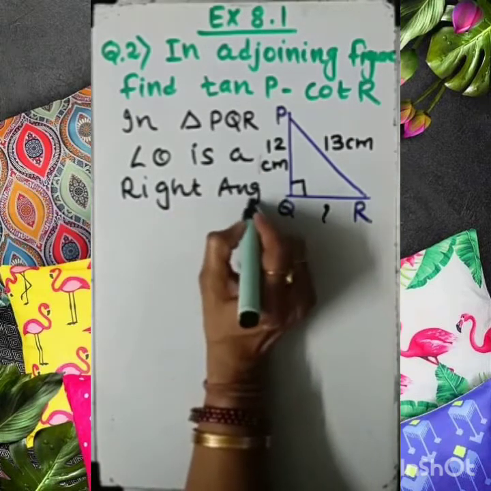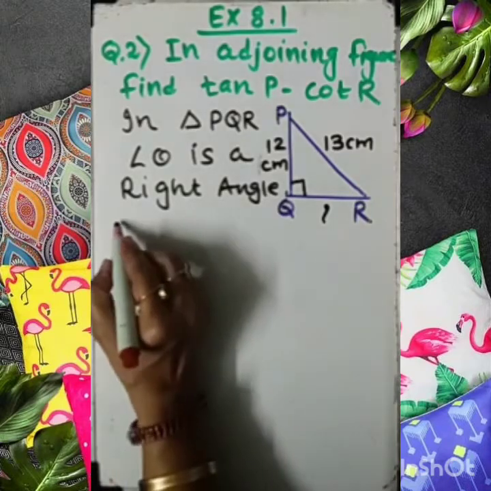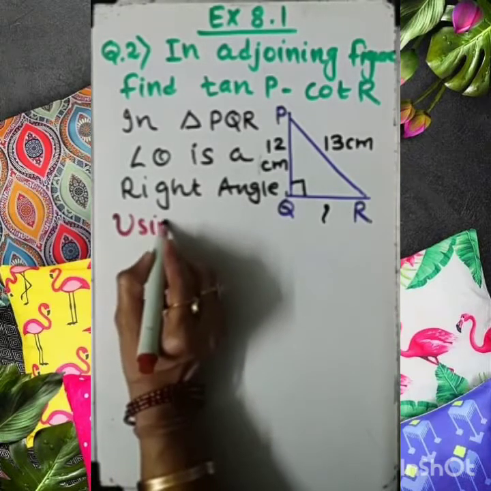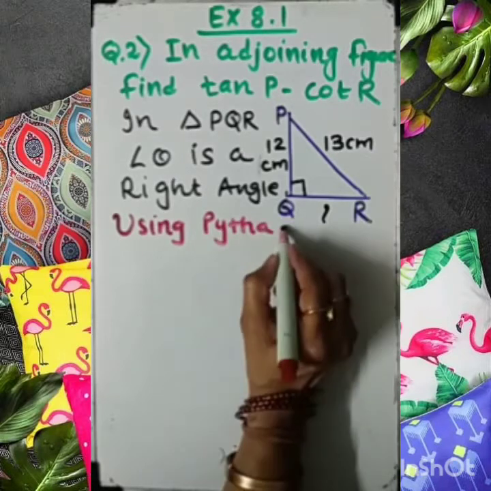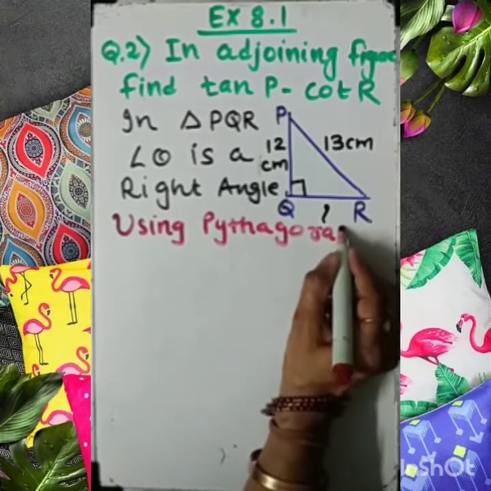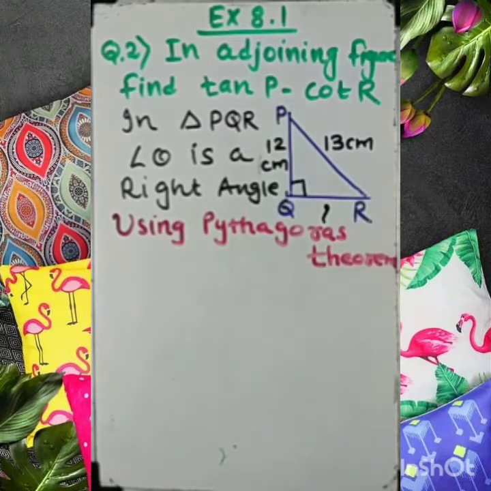And as you know, my dear student, whenever it is the case of a right angle triangle, we recall Pythagoras. So in the next step, we need to mention using Pythagoras theorem. Please note down using Pythagoras theorem. Got it? So what does the Pythagoras theorem say?